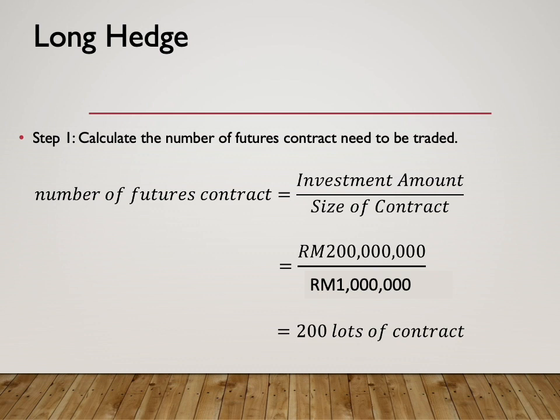The first step, you need to calculate the number of futures contracts to be traded. So the formula for FKB3 is investment amount divided by size of contract. You plan to invest 200 million, or basically you plan to lend out your money, 200 million divided by 1 million size of contract. You need to use 200 lots of contract.